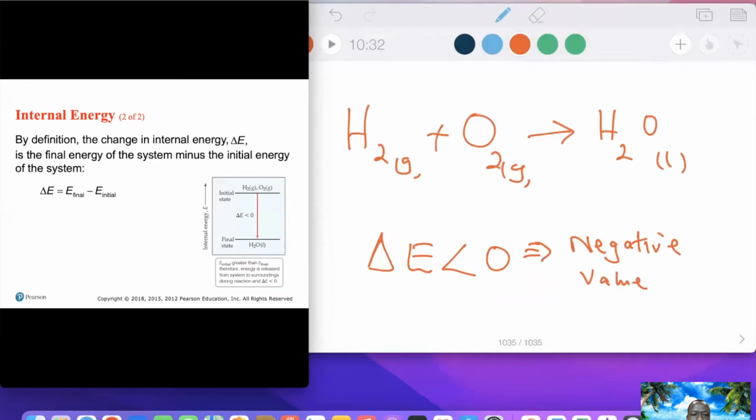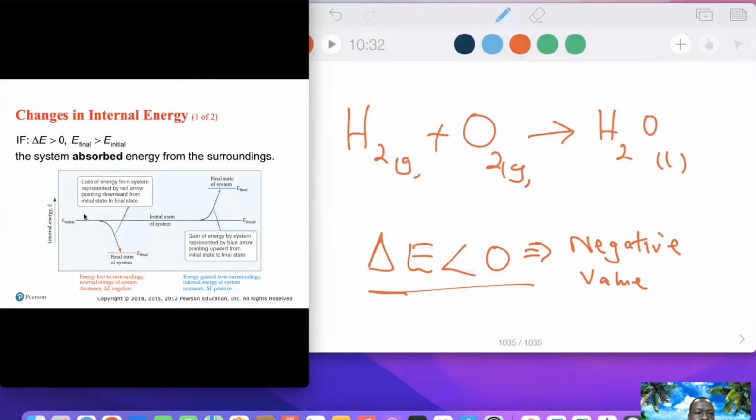But if we go on the other side, final minus initial. The final, which is lower than the initial, we end up with a negative value. You have to understand what this means. It means it's a negative value. If change in internal energy is greater than 0, it means final is greater than initial, energy is absorbed. So here we say energy is released. That means it's given up when it is negative. Energy is absorbed when it is positive.